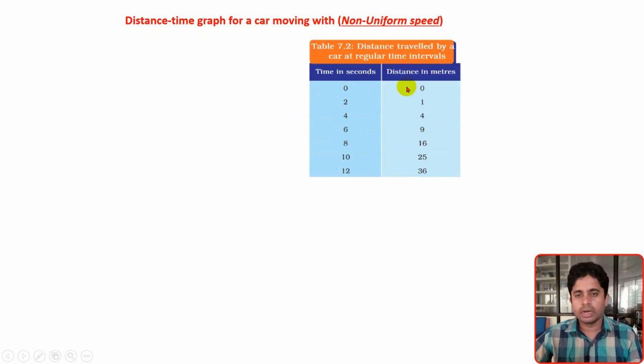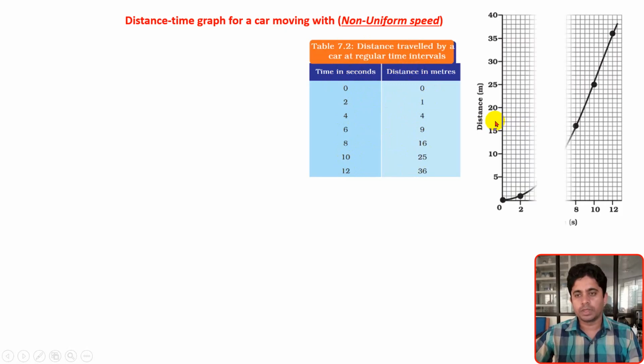So this is tabular data of the distance traveled by a car at a regular time interval, and that regular time interval we have taken as 2 seconds. After every 2 seconds, we noted how much distance was traveled by the car. This column represents the time in seconds and this column represents the distance corresponding to that time in meters.